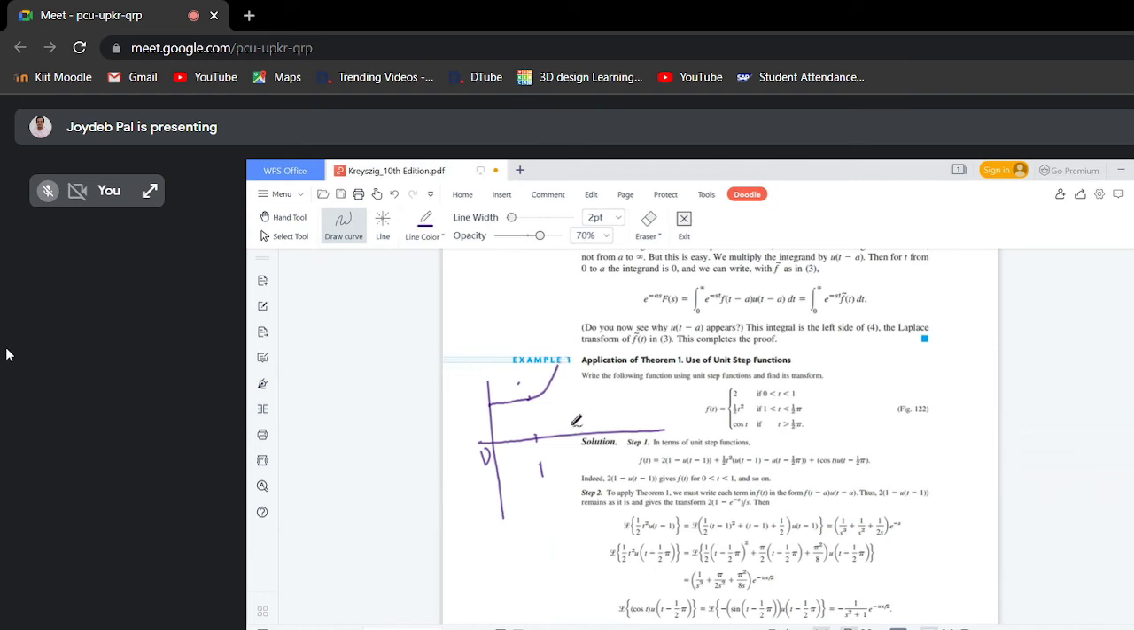t to pi by 2, मान लो ये pi by 2, 1 to pi by 2, then greater than pi by 2 से it is cos t. So cos pi by 2 का value क्या है, 0. तो ये actually ऐसे graph बनेगा. It is the graph of this function. Okay, 3 parts, 3 pieces.